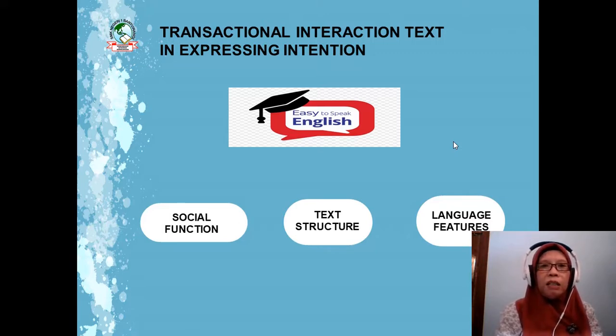Because expressing intention is included in the transactional interaction type, its social function is to communicate about planning in the future. And the text structure of expressing intention, because it is formed in a dialogue or conversation, the structure of the dialogue includes first, the opening, which means an introduction. The second is the content of expressing intention itself. And the last is the closing of the dialogue.